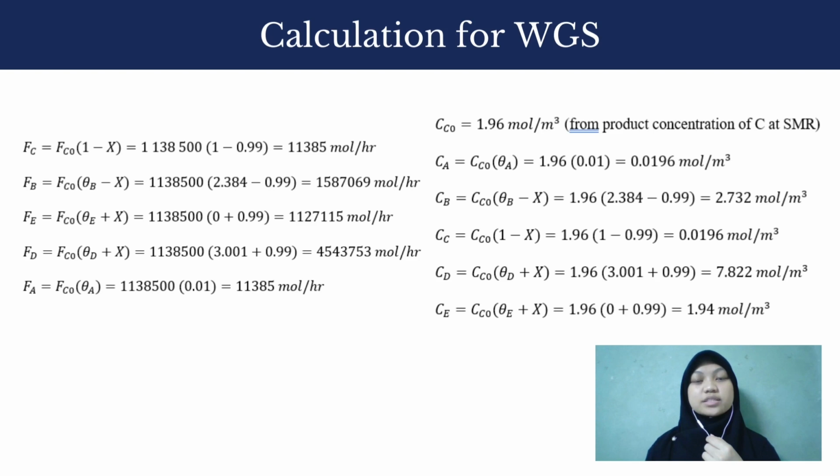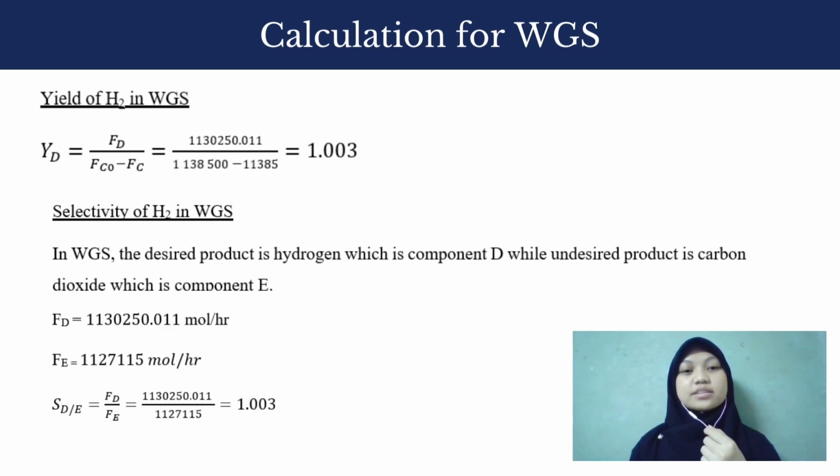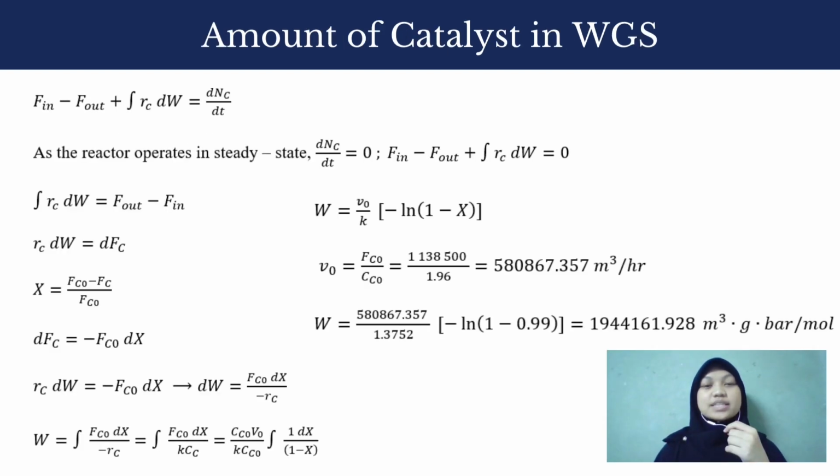Then the flow rate and the concentration for all species are calculated. After that, the yield and selectivity of hydrogen gas are calculated, and it is found that both share the same value, which is 1.003. Lastly, the amount of catalyst needed in the PBR in the WGS reaction is calculated.